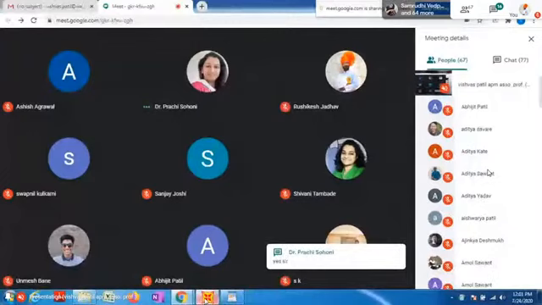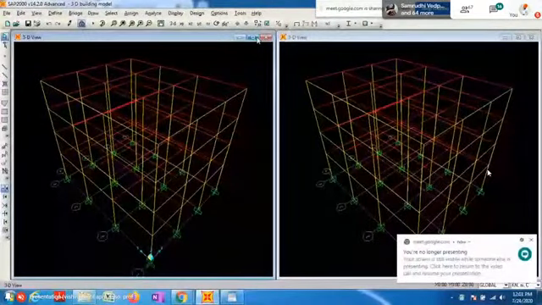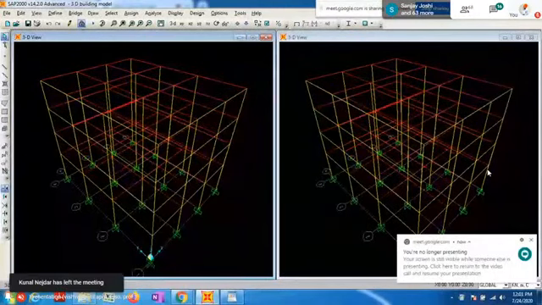Only in the last session, some difficulties were there. That I will address. First, I want to show this model, how to assign the springs.